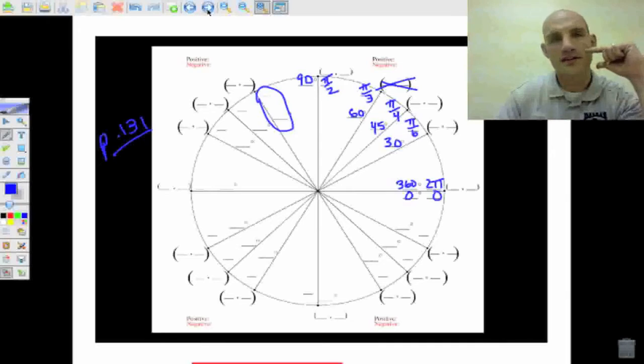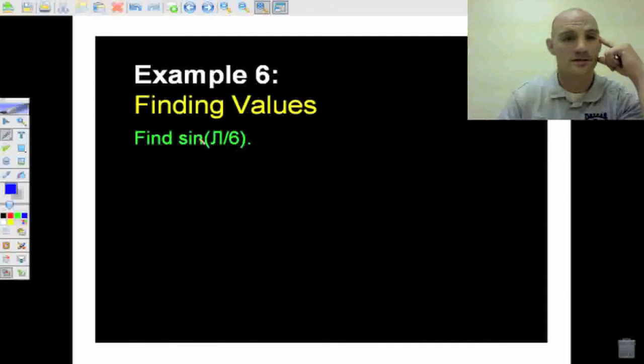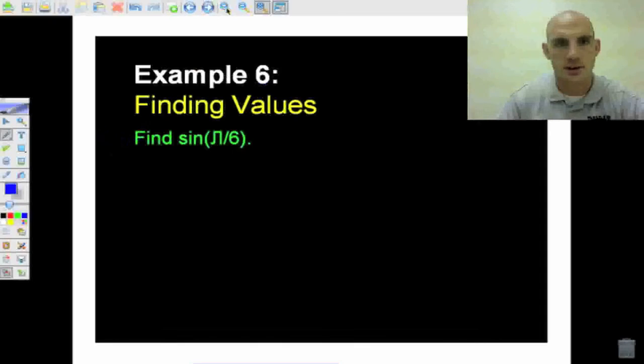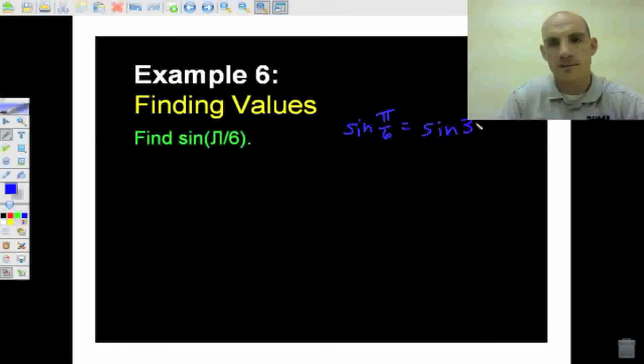And so when we get into this next part, we're going to be using our unit circle to find the exact value of sine of pi over 6. We could put it into our calculator, but our calculator is not going to give us what we want. Here's how we're going to do this. If we look at our unit circle, we find that pi over 6 is equal to 30 degrees. And so really, we're going to say the sine of pi over 6 is equal to the sine of 30.